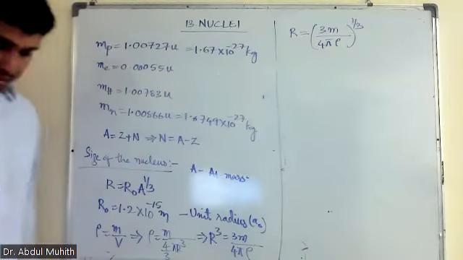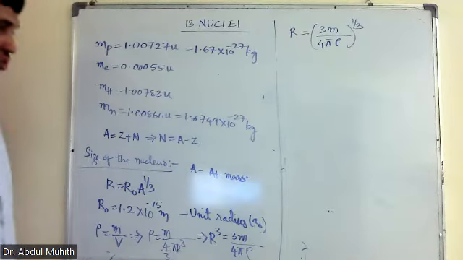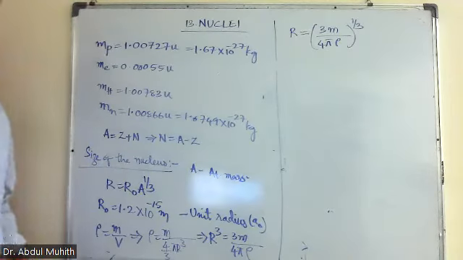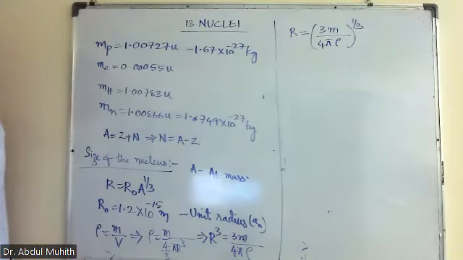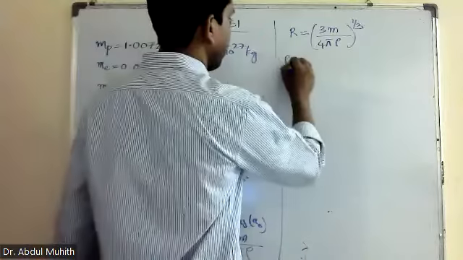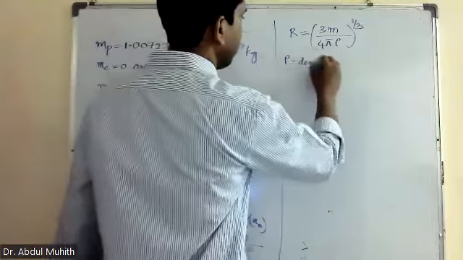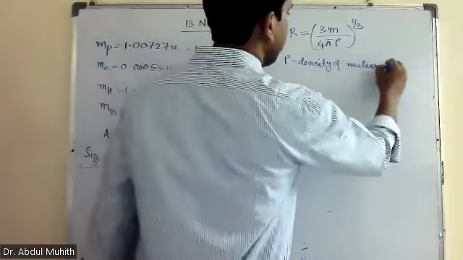Now, anyways, we'll go ahead. That is mass energy and nuclear binding energy. Is this clear, everyone? Yes, sir. So what is density here? Rho is the density of the nuclear matter.